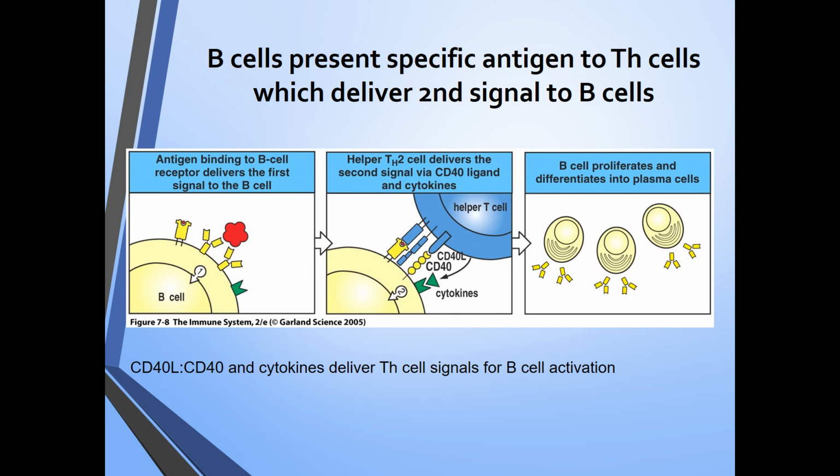So again, as you see in the first panel, the B cell recognizes that antigen, brings it in, degrades it, and presents it on the surface with class 2. A T helper cell that's already been activated recognizes that, then delivers a second signal, the CD40L and the CD40, and cytokines that will deliver the signals for B cell activation. And so those cells can go on, based on those signals, to switch isotype, increase affinity through somatic hypermutation, and differentiate into plasma cells, memory cells, whatever's necessary.